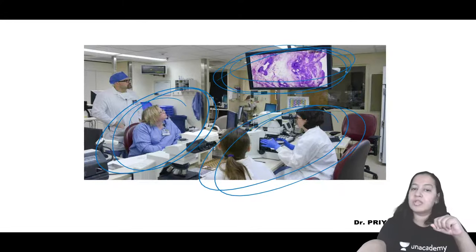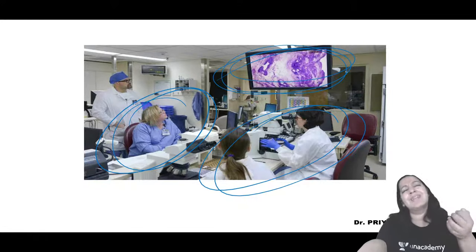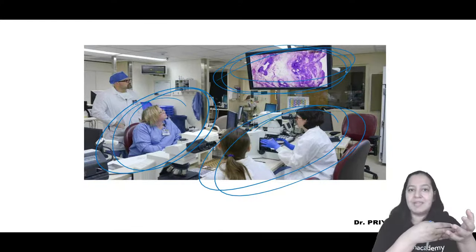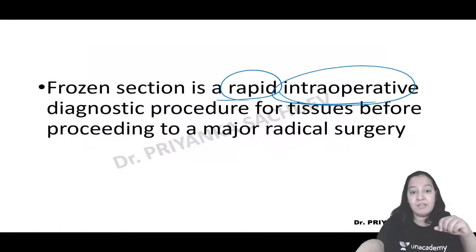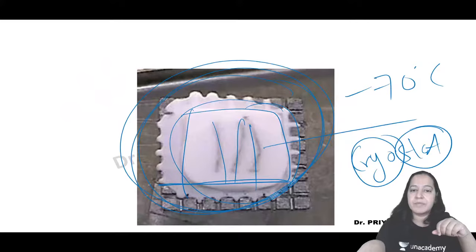There is a lot of pressure. You have to give your diagnosis right, accurate and within 5-10 minutes. Again and again the surgeon will tell you to be fast. It is not that you can say, I don't know this right now, let me read on Google and tell you. It is not like that. So you have to be fast. You should be firm. So practicing frozen section is not an easy job. Done. So that is the thing.